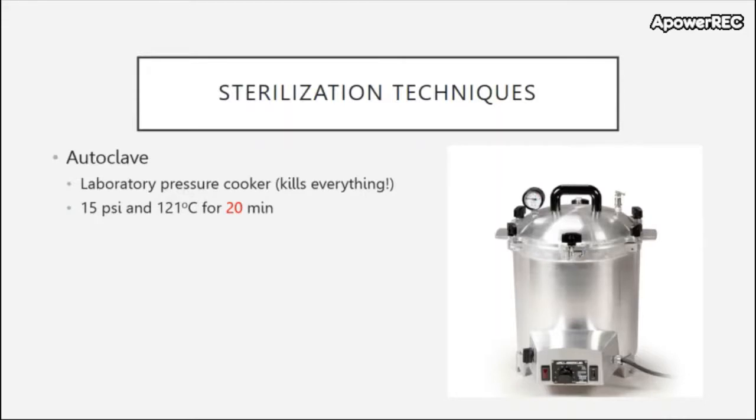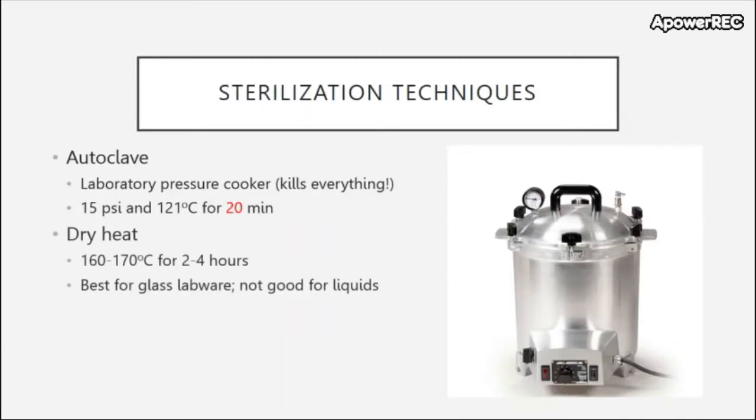It is a timed process though. If you were to heat up your solution to 121 for 5 minutes, it wouldn't do the trick. We really need a full 20 minutes of sterilization. Dry heat is also effective. They recommend 160 to 170 degrees Celsius for 2 to 4 hours. So you don't really have to worry necessarily about the pressure, because you're not trying to keep things in a liquid form here. This stuff is just sort of a dry thing, so that you can bake glass labware. This isn't going to be good for producing medium, so no liquids for this.